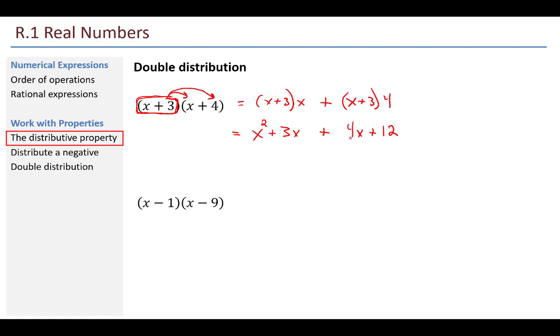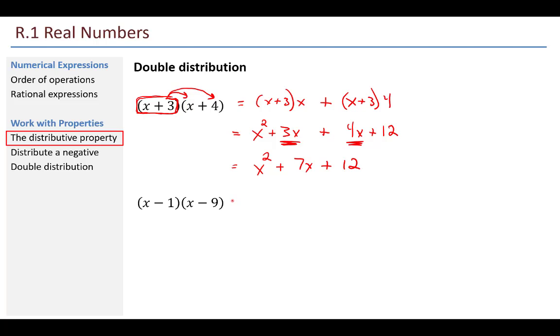That's fully distributed. I do have some simplifying I can do. There are like terms, 3x and 4x. I can add those together to get 7x. So maybe my final answer for this is x squared plus 7x plus 12. That looks good. All right, last example.